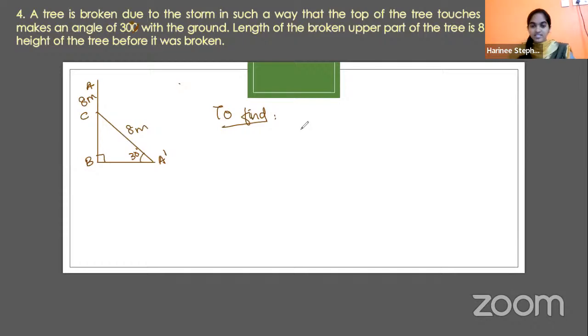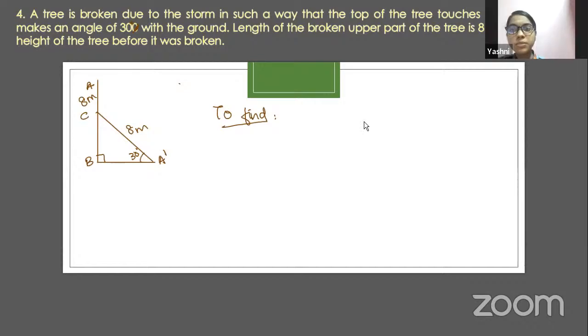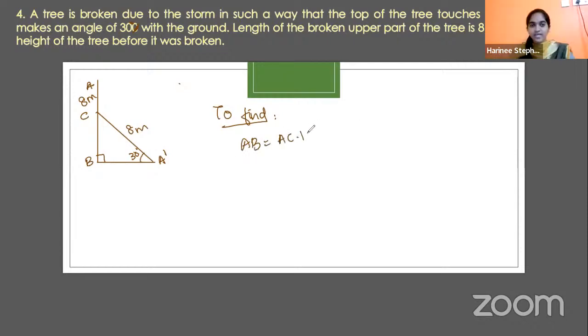But to find is trickier. What is to be found here? The whole height of the tree, ma'am. So which one represents the whole height of the tree? AB, ma'am. And AB has to be found by separating it into AC and BC. So AC is already known. The only one which we need to find is BC. So yes, I think you can find the solution within a minute.